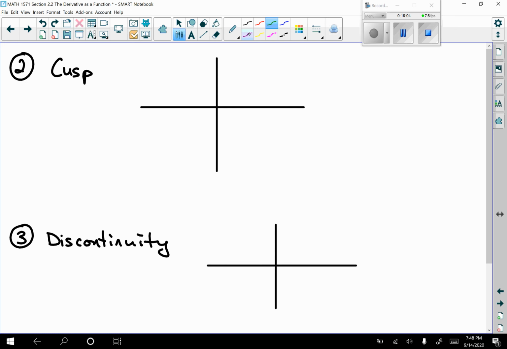Another type is considered to be a cusp. It acts kind of like a corner, so we might get something that looks like this. And then right here is a cusp. And again, we would have a drastic change in the slopes of our tangent lines. So we could show tangent lines coming down like this, then all of a sudden they become positive. So we would say not differentiable at x equals a. Call that a cusp.